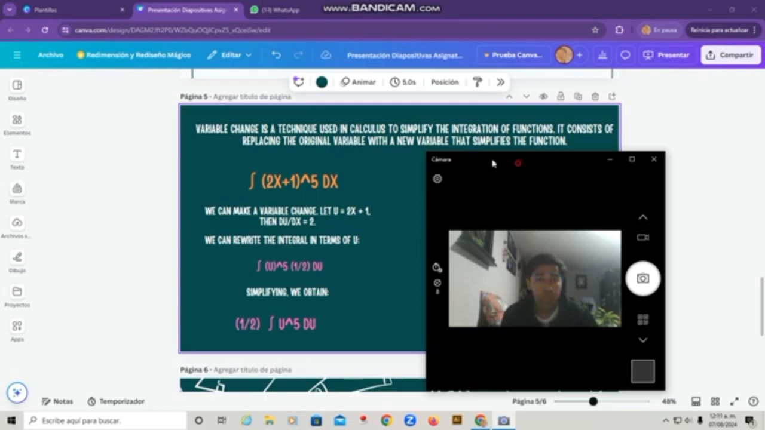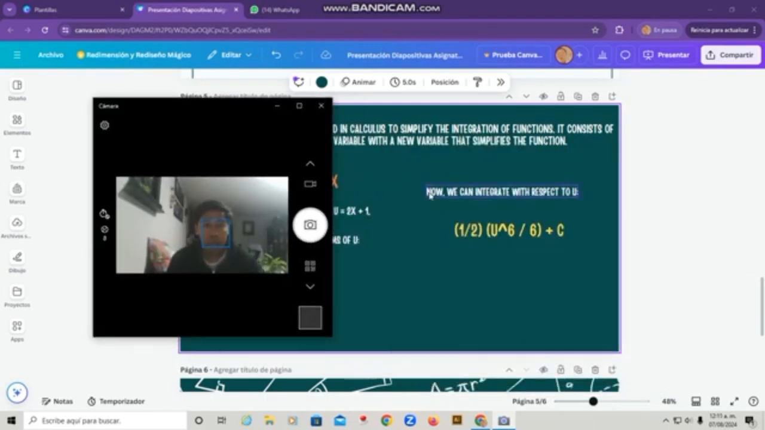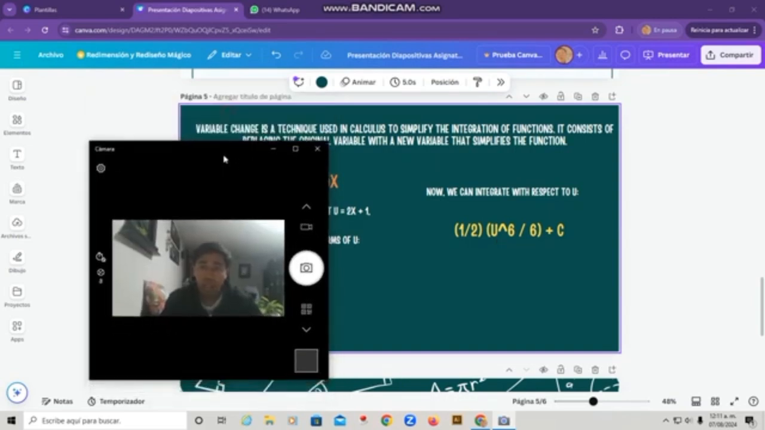Now we can integrate with respect to u. So we obtain (1 divided by 2) times (u to the power 6 divided by 6) plus C, and this is the answer, and that's it for this technique, the variable change.